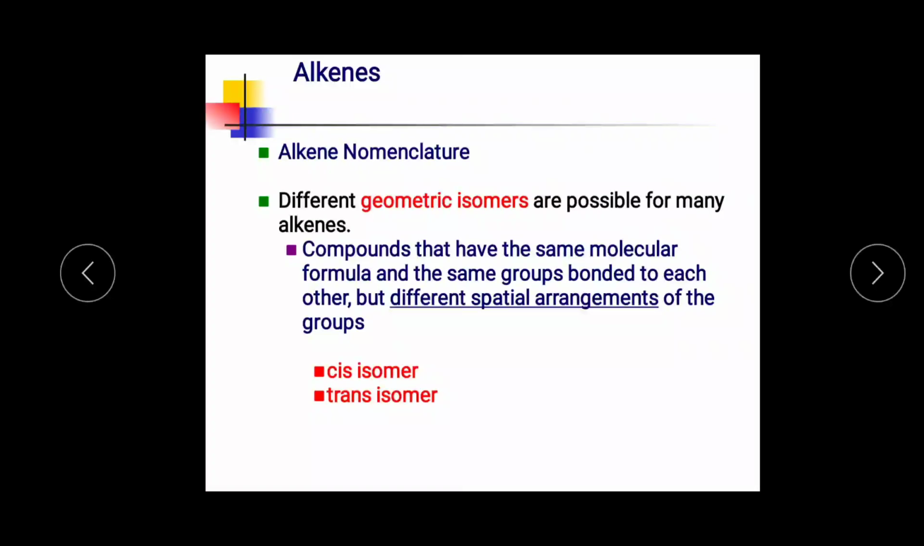Different geometric isomers are also possible for many alkenes. When we say geometric isomers, these are compounds that have the same molecular formula and the same groups bonded to each other, but they have different spatial arrangements of the groups. Again, geometric isomers have the same molecular formula and same groups bonded to each other, but different spatial arrangements.